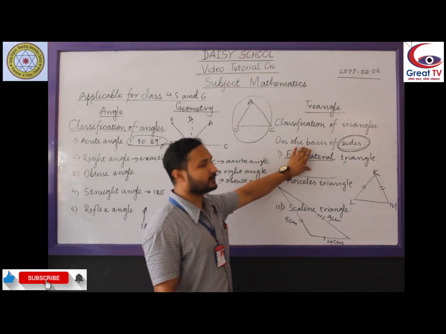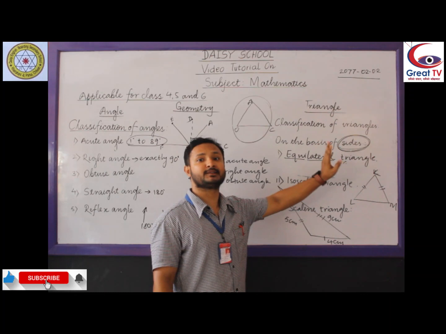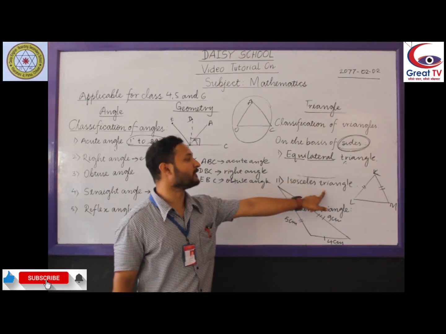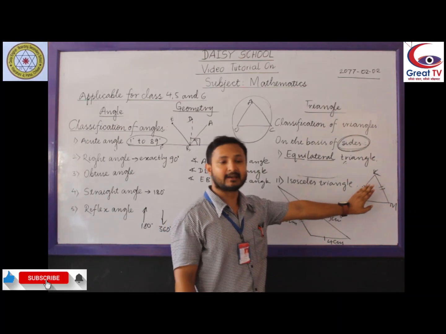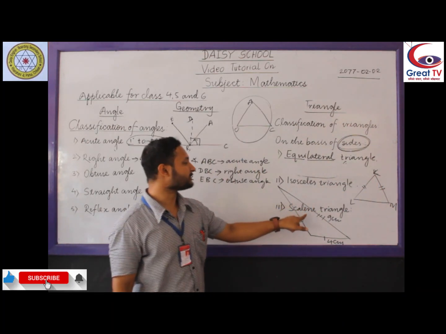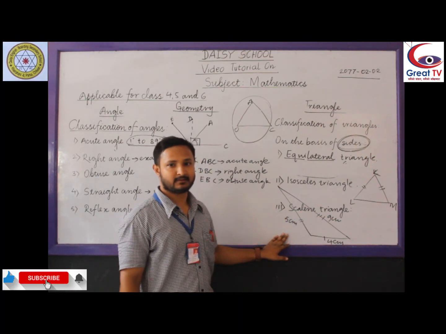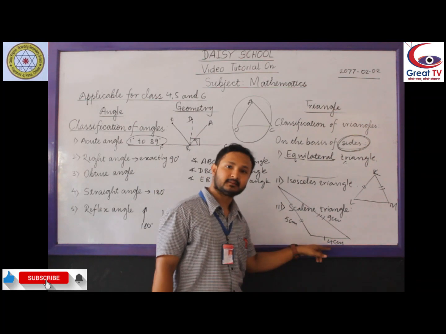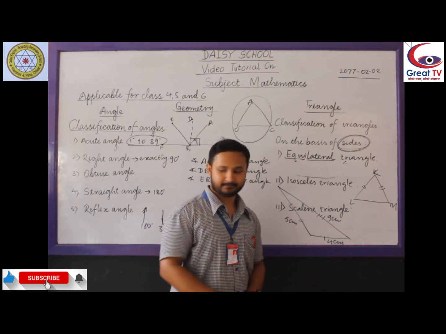In an equilateral triangle, all sides are equal, all angles are equal, they are always 60 degrees. In an isosceles triangle, two sides are equal and two angles are also equal, known as base angles. But in case of a scalene triangle, none of the sides are equal. They are different in sides and also different in angles.